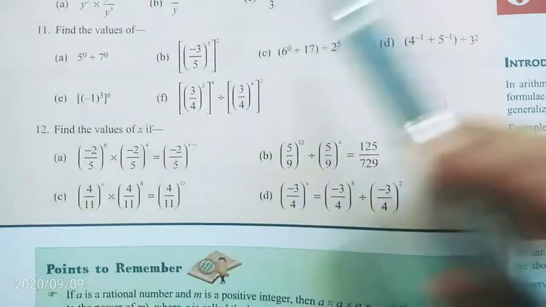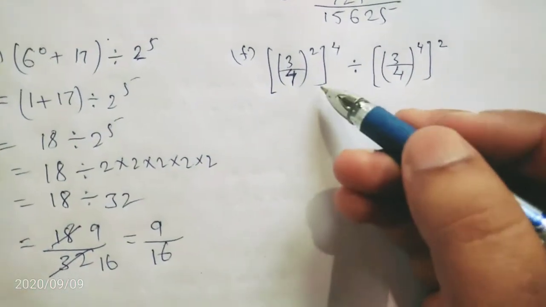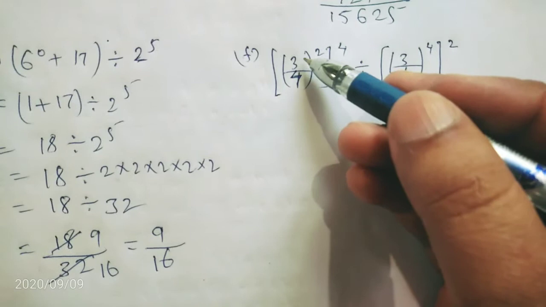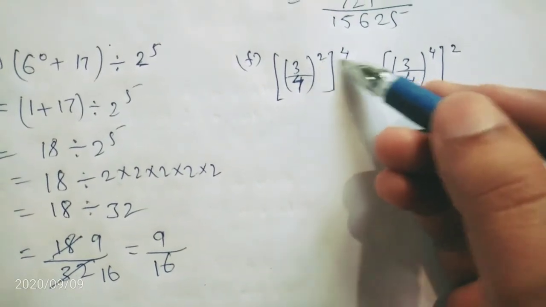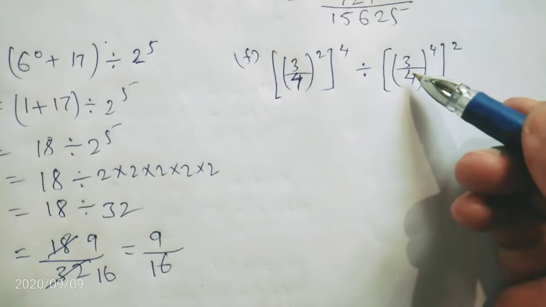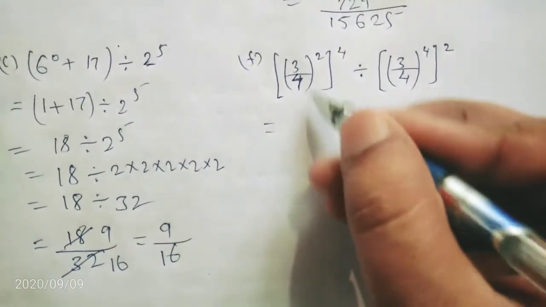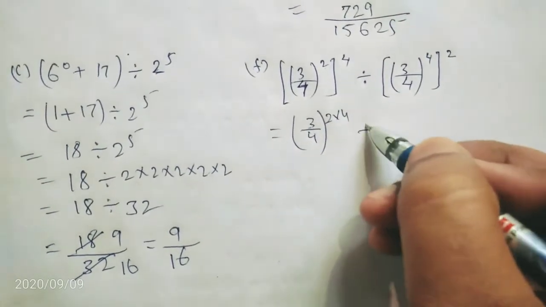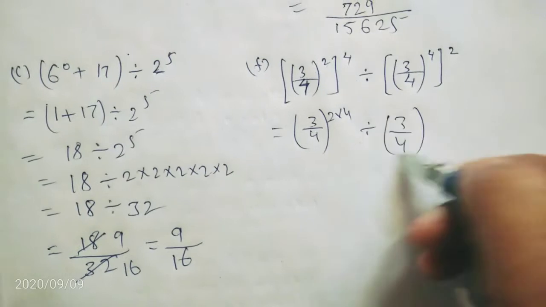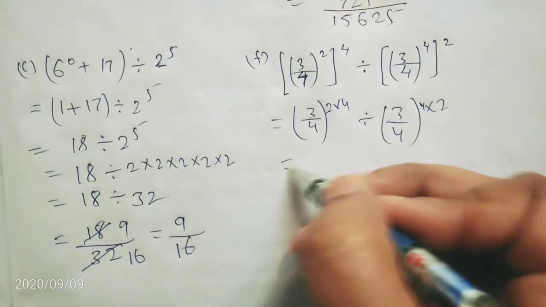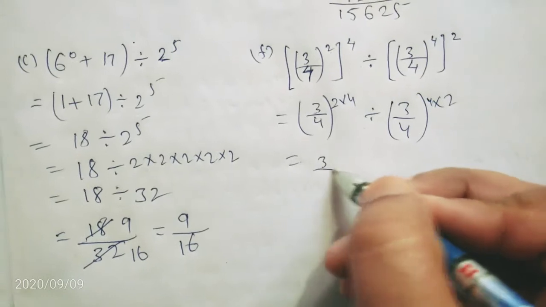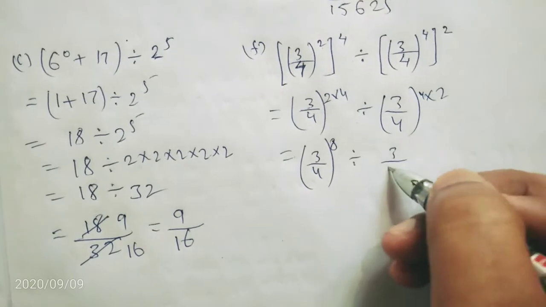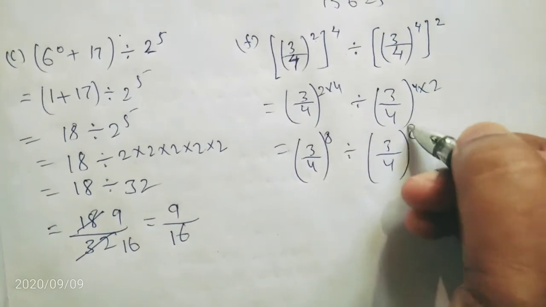Let's do F number. This F number question looks complicated but it's very easy. Here you can see this base number and this is the power. So the powers will multiply. Here also the same thing, the powers multiply. So 3 by 4, 2 into 4, the powers will be multiplied; here 3 by 4, 4 into 2. Then 3 by 4 to the power 8, divided by 3 by 4 to the power, here also 8.